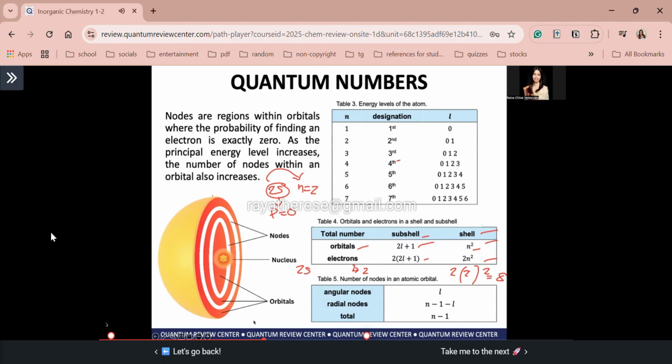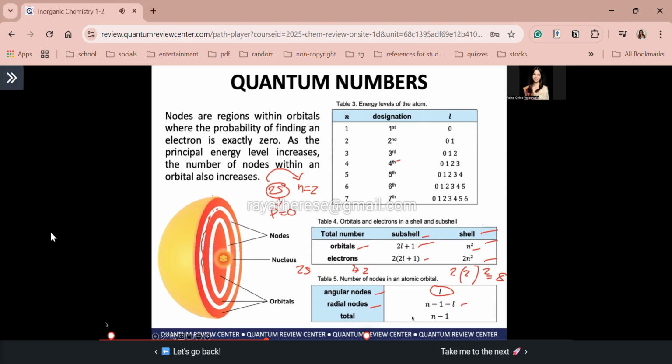Okay? So for table 5, we see the number of nodes in an atomic orbital. So what are nodes? The nodes are regions within the orbitals where the probability of finding an electron is exactly 0. So ito yun guys. Ito mga white na to. Okay? So there are two types of nodes. First is angular nodes, which is related to the shape and orientation of the orbital. Second is the radial nodes, which pertains to spherical shells with 0 probability. So to get the angular nodes is just equal to L, the azimuthal quantum number. Radial nodes is equal to n minus 1 minus L.